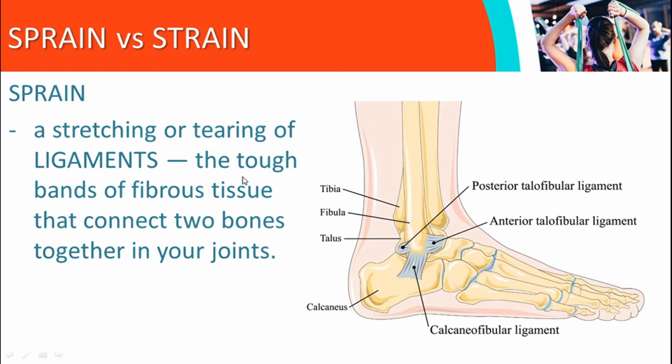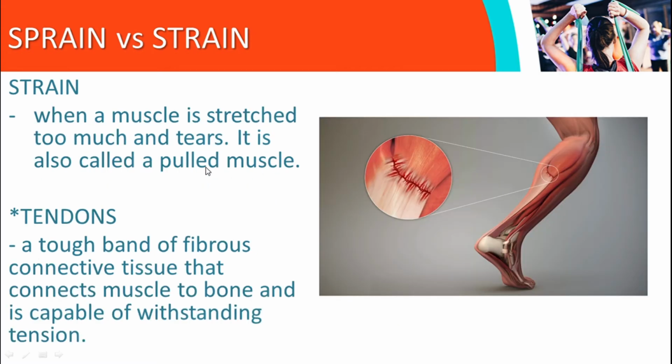So when we say strain, guys, this is the one that happens to your tendons. And tendons are tough bands of fibrous connective tissue. Again, this is a topic from way back when we were talking about connective tissues, that connects muscle to bone. Again, ligament, bone to bone, sprain.